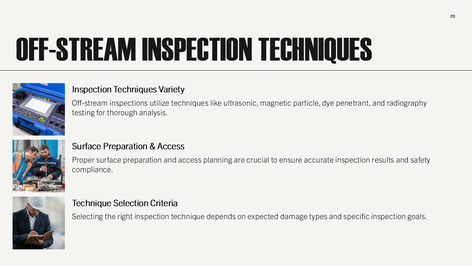Proper surface preparation, access planning, and safety controls are essential. Technique selection should be based on anticipated damage mechanisms and inspection objectives. This section outlines best practices for executing thorough off-stream inspections.